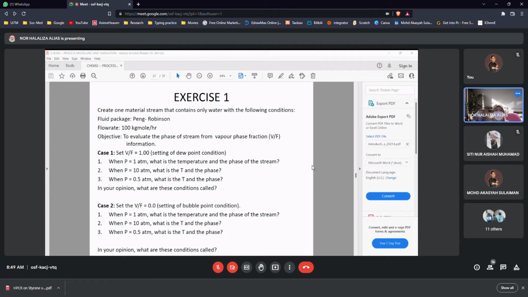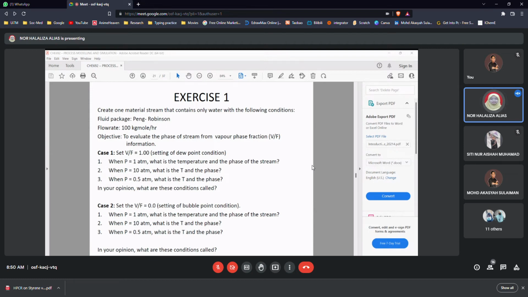Vapor phase fraction. Case 1, set the V over F equivalent to 1. In case 1, we are going to look at what the dew point looks like. Class, what is the dew point? If you still remember what you have learned last semester, what is dew point? Anyone can help me to answer? What is dew point condition? Anyone can try? What is the condition that we call dew point?